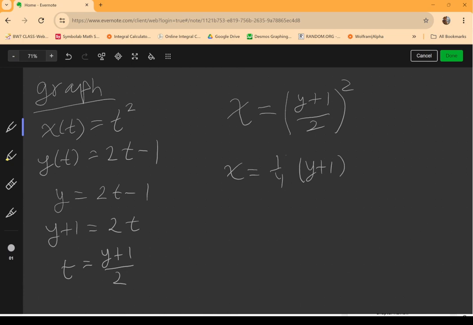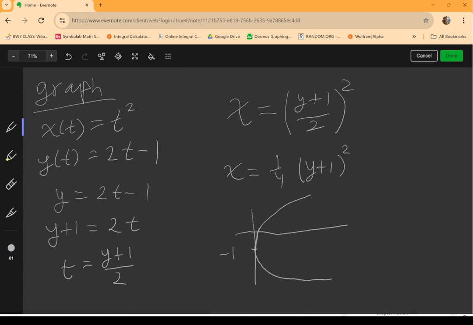Right away I've confirmed this is in fact a parabola that opens sideways and is shifted down 1 by that y plus 1 in there. So it looks something like this.